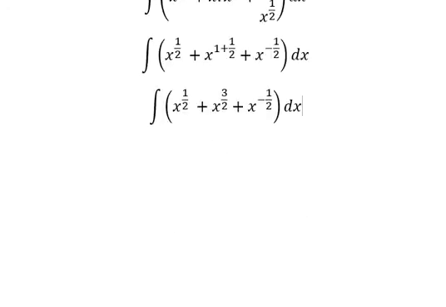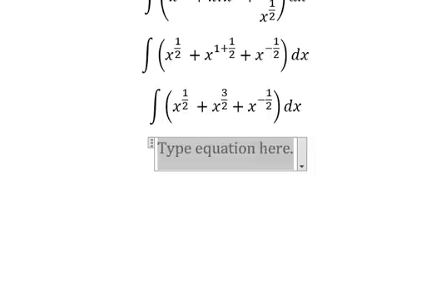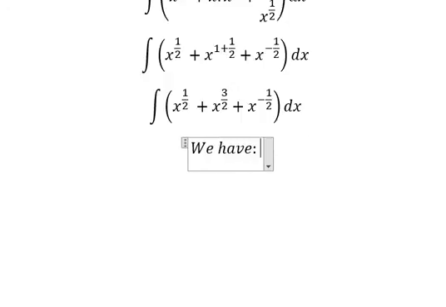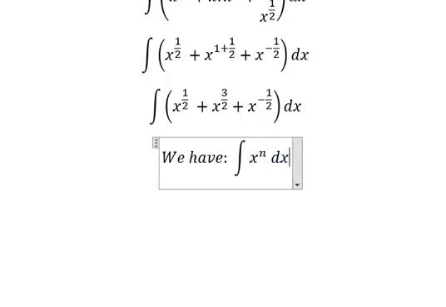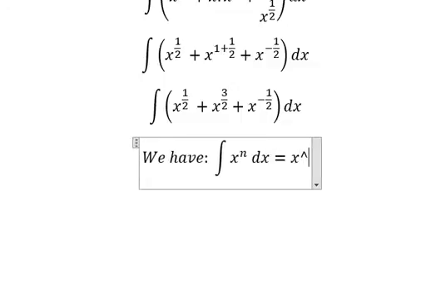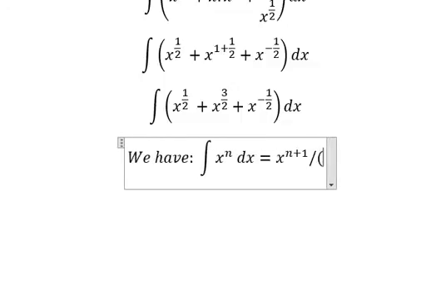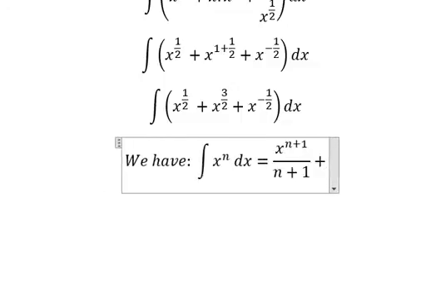And now we have the formula in here. The integration of s to the power of n ds, we have s to the power of n plus 1 over n plus 1, and we put c in here.